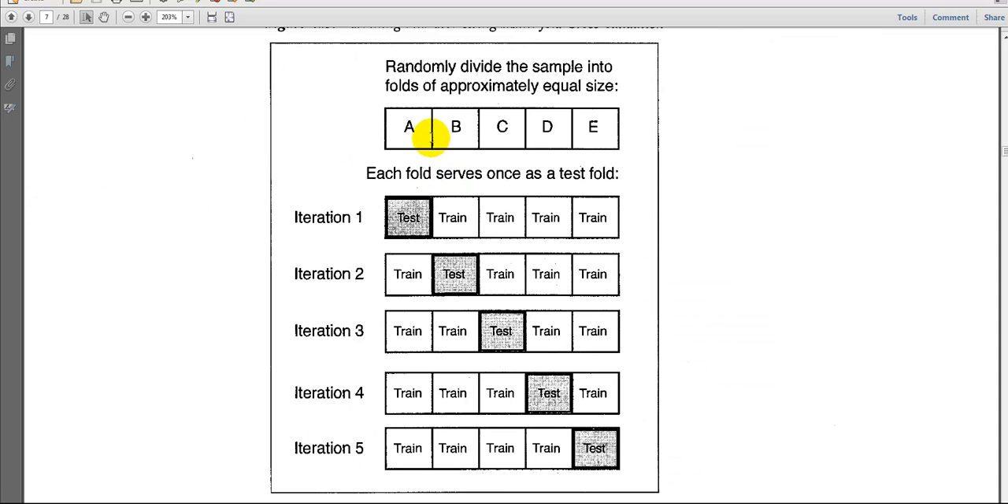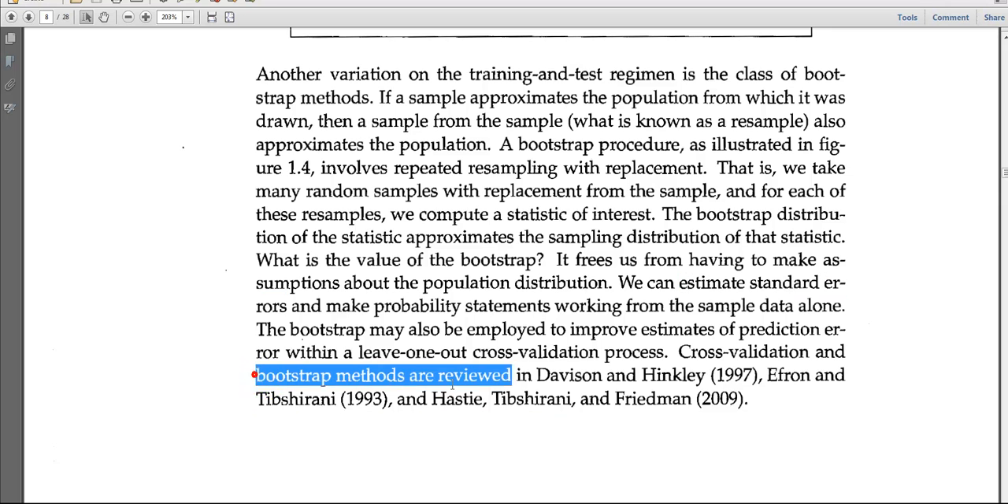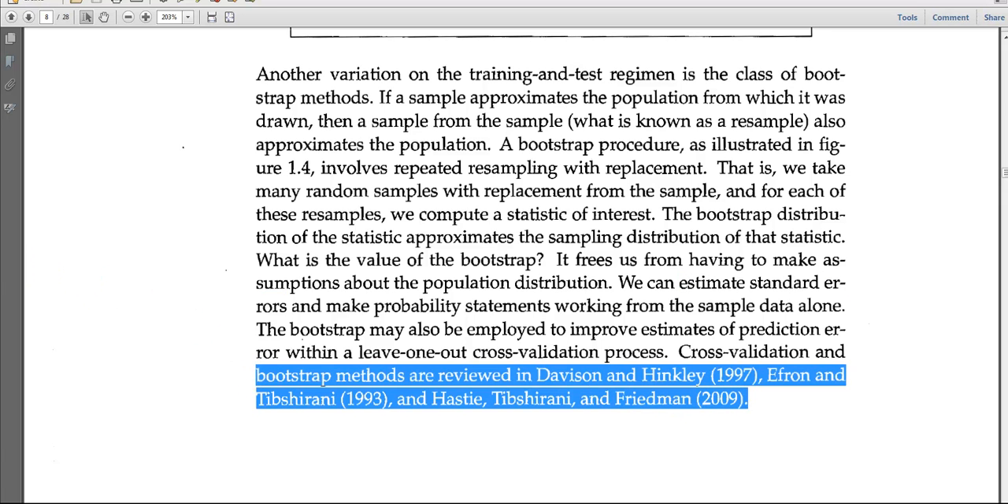So that's this picture here. He divides it not into 10 but into 5, and then he uses this one for testing and these 4 for training. Then he uses this one for testing and these 4 for training, and so on. So that's called iteration 1, iteration 2, 3, 4, and 5. If you want to find out about the bootstrapping methods, you can check here. Look for these papers or books.